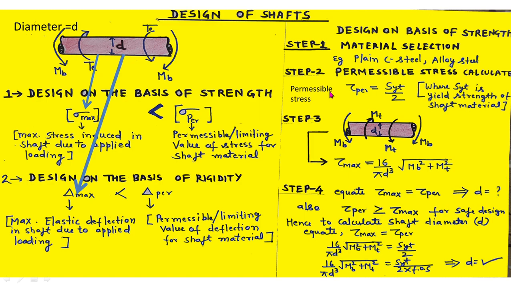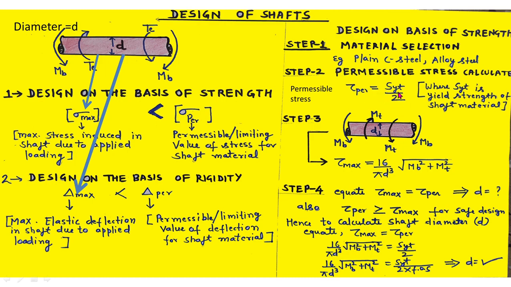And according to the maximum shear stress theory, we know that the permissible shear stress in the shaft material is equal to the ultimate tensile strength for the shaft material divided by 2, which can be given using this formula. You can see this for ductile materials. So the permissible value of stress for the material of the shaft, or limiting value of the stress, can be found using this formula.